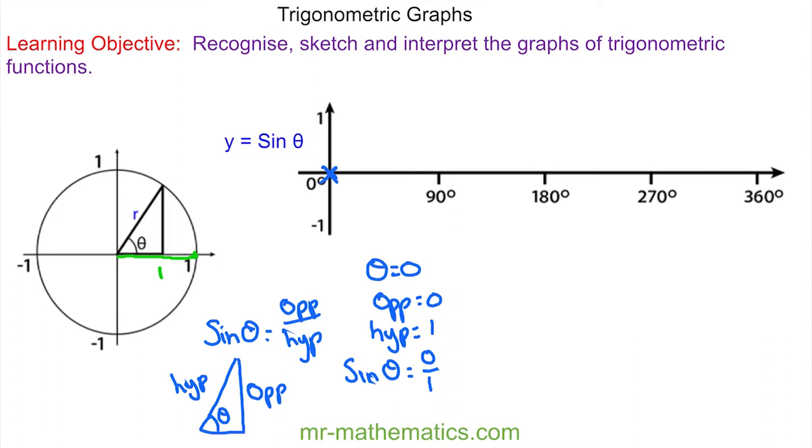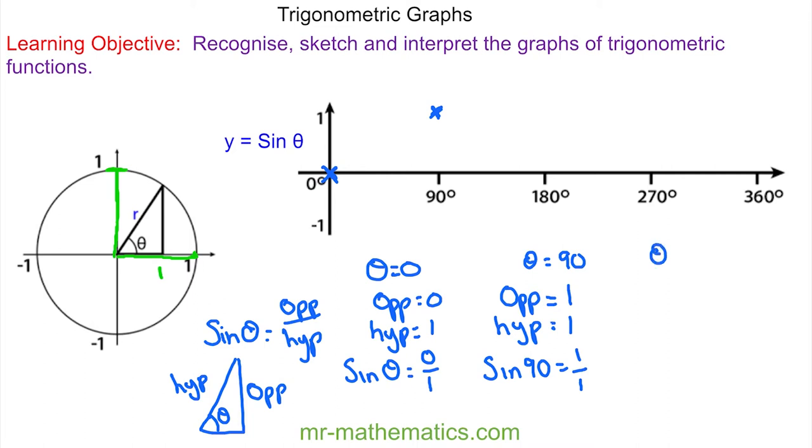And as we rotate around our circle, we get to theta equal to 90 degrees. So we have the opposite, the height of our triangle, which is now 1. You can see it is here. And the hypotenuse is still the radius, which has a length of 1. So the sine of angle 90 is the opposite, which is 1, divided by the hypotenuse, which is 1, which is 1. So when theta equals 90, sine theta equals 1. And we can plot this point here.